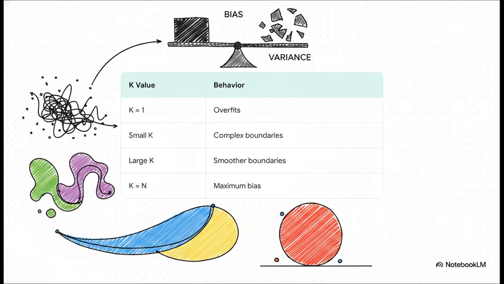Now here's where it gets really fascinating. The delicate balance of this entire system, the bias-variance trade-off, is controlled by tweaking just one single hyperparameter, the number K. If K is 1, the model just copies the single closest point. It follows every little blip in the data, meaning it overfits wildly. A small K, like 3 or 5, beautifully captures complex, intricate boundaries. Making K really large smooths those boundaries out, which is great for ignoring noise. But if you make K equal to n, meaning your entire dataset, it just predicts the majority class for every single point, completely ignoring local nuances. Tweaking this one number literally changes the model's entire reality.